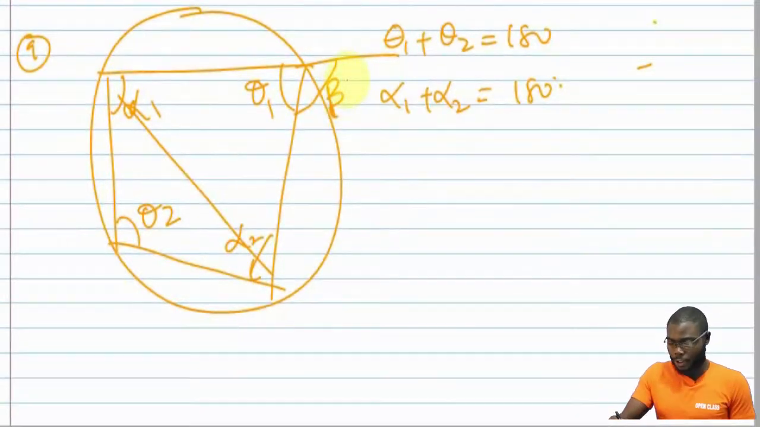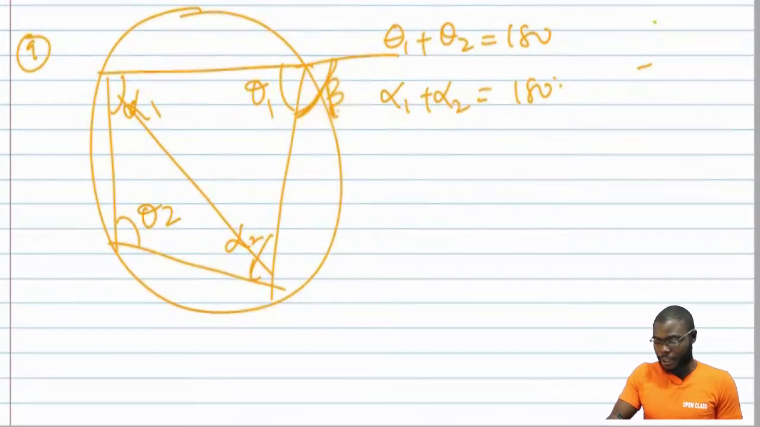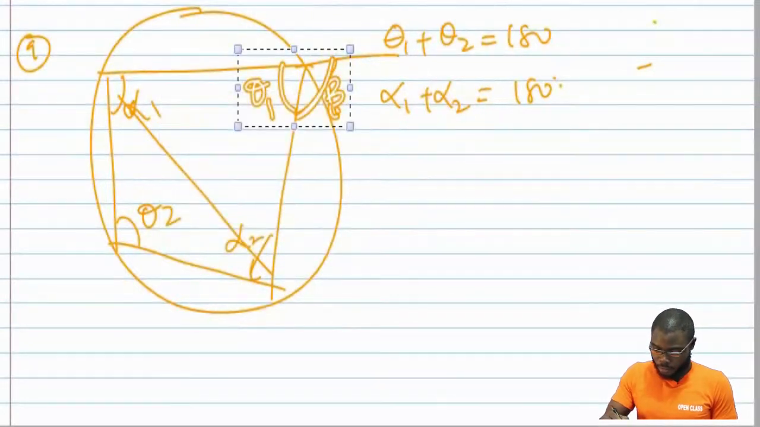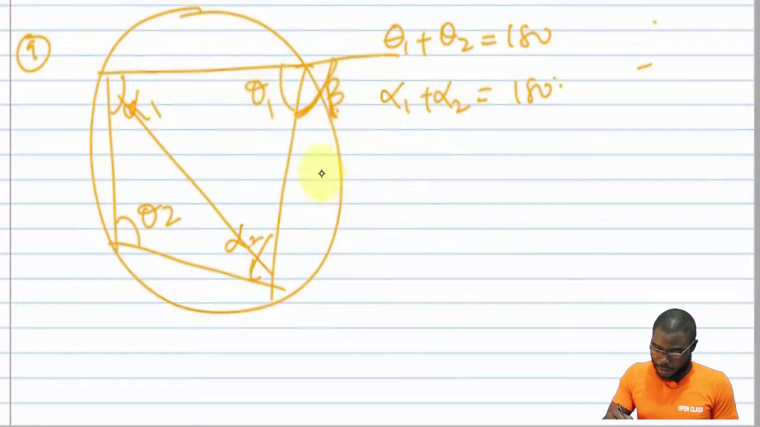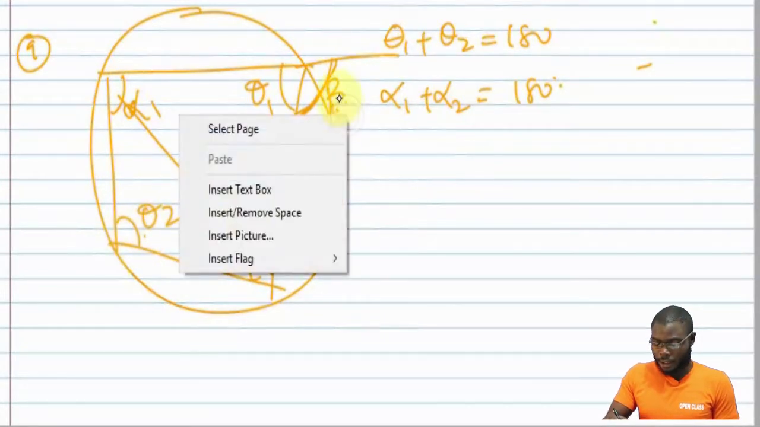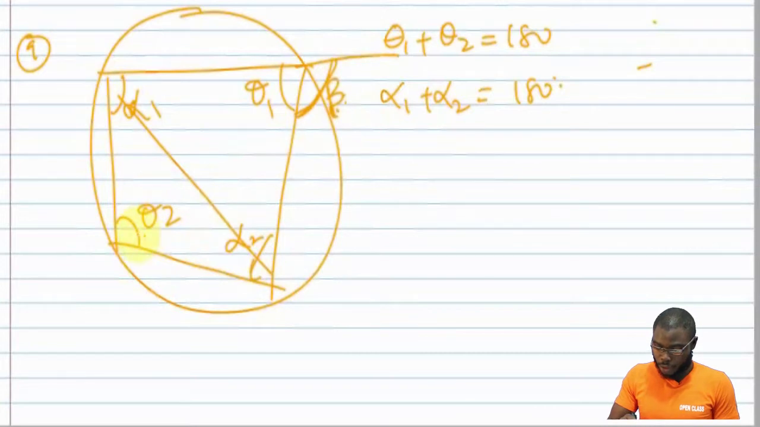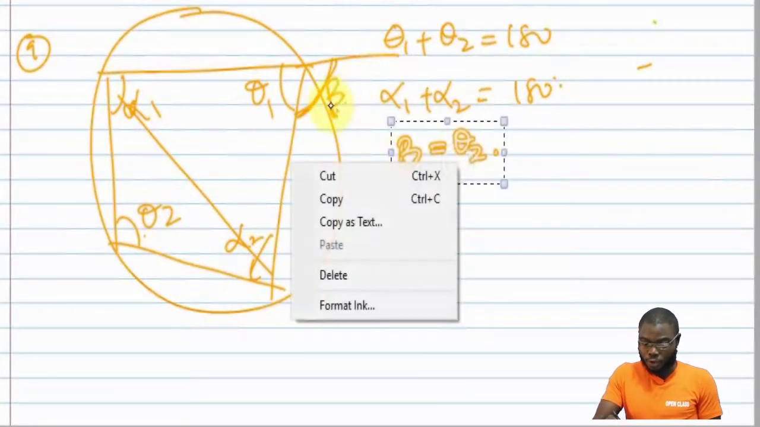Okay, if this is an exterior angle, call it beta. The theta facing the exterior angle, that's this theta 2 right here, is directly equal to the exterior angle. Are you getting it? From this setup, beta is directly equal to theta 2, because beta plus theta 1 is equal to 180 degrees.